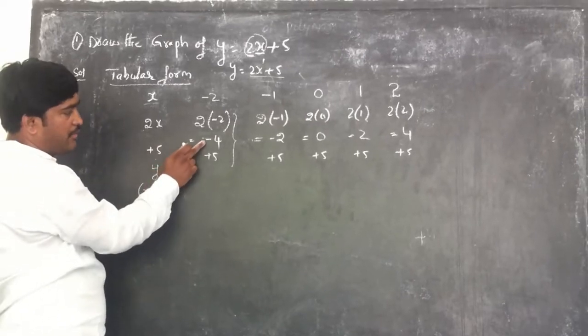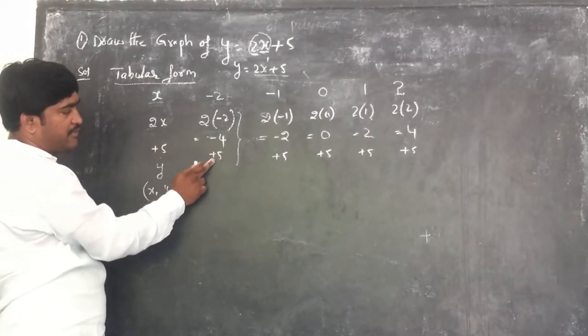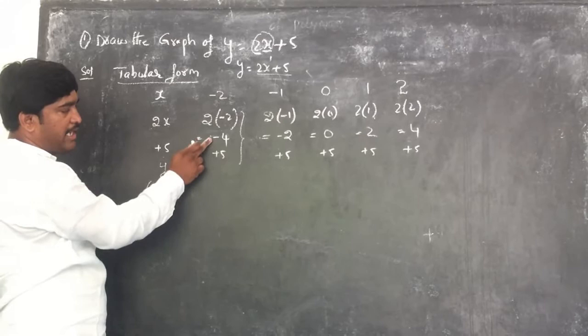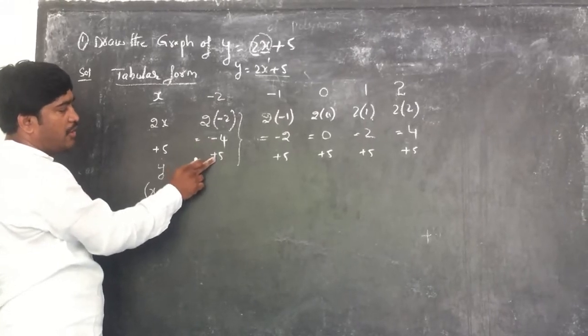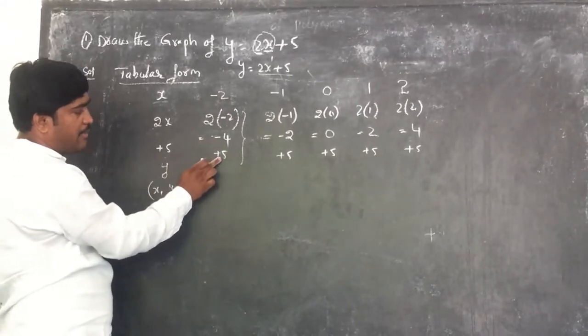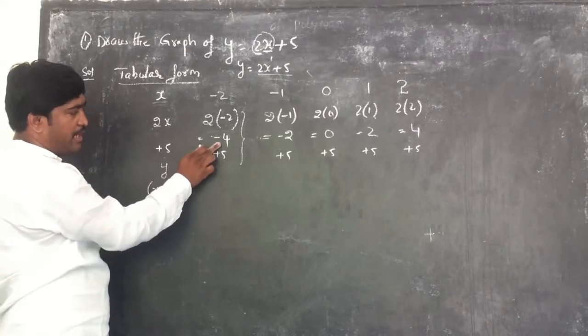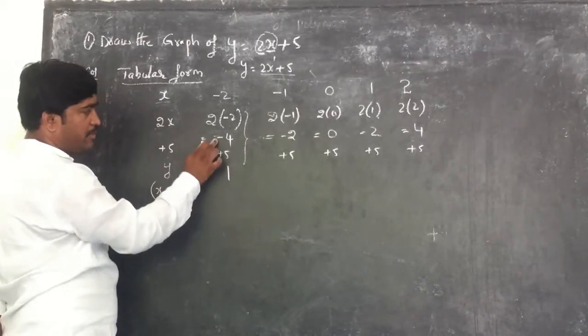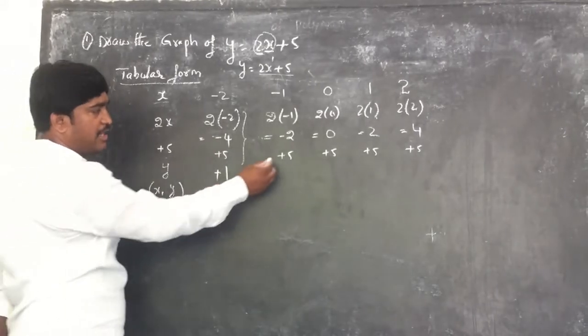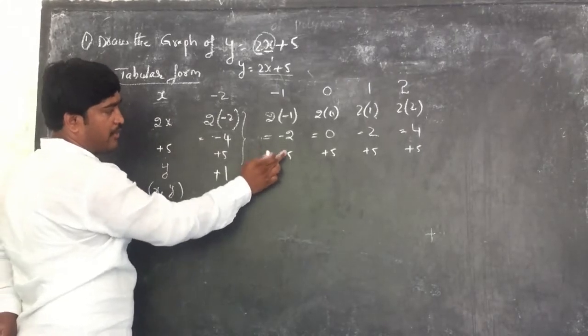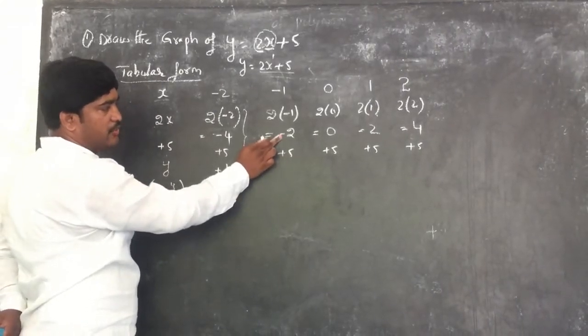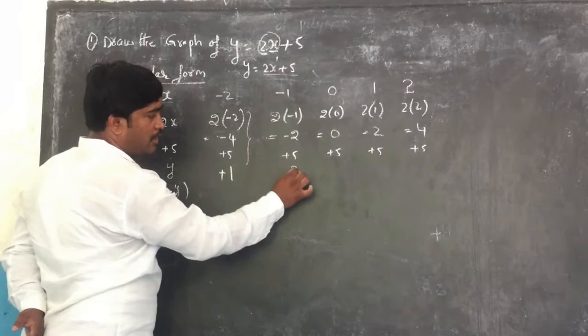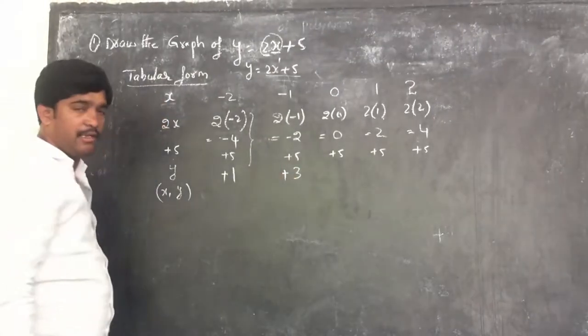Now if I observe the values here, -4 plus 5. One is plus and one is minus. So it is 5 minus 4, which is 1. The bigger number's sign is plus. Similarly here, 5 and -2, one positive and one negative, so 5 minus 2 is 3, and the bigger number's sign is plus.